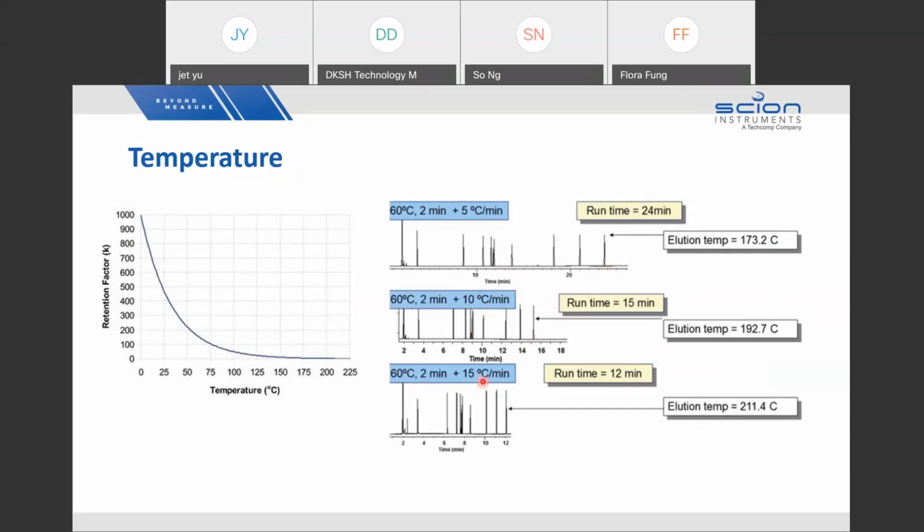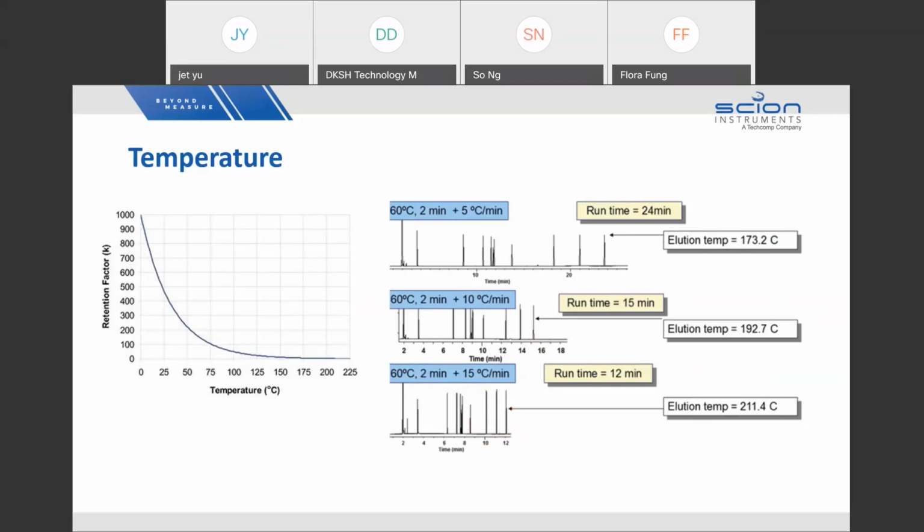Then we increase to 15 degrees per minute. This is a ramp rate. All right, so from the 15 degrees per minute again, you reduce to 12 minutes. But you look at this, the peaks are still far away from each other.